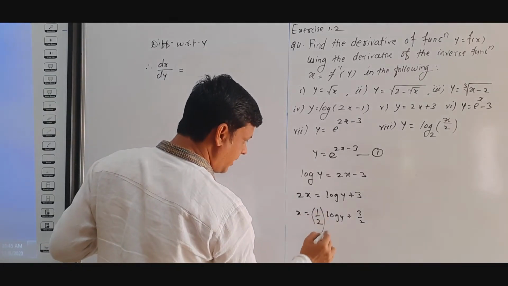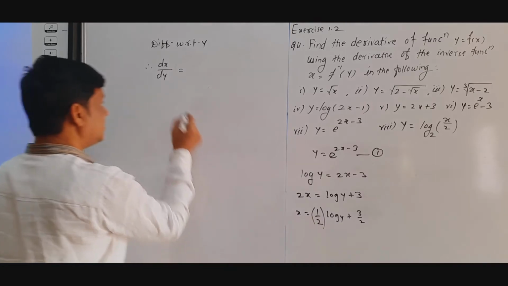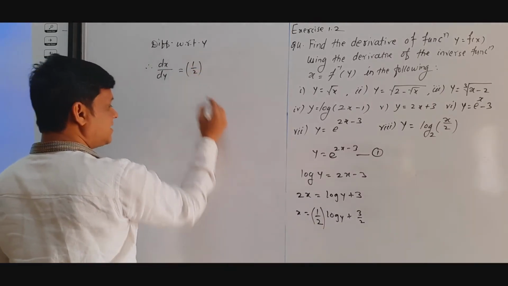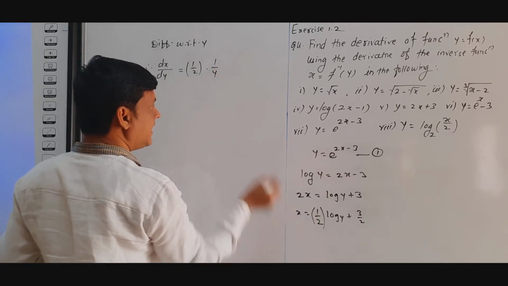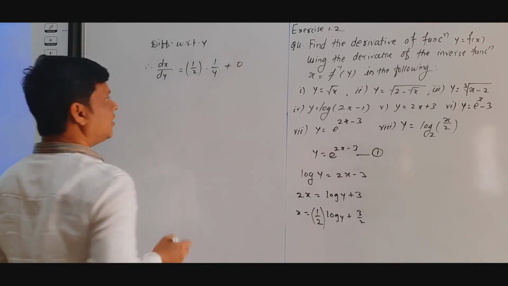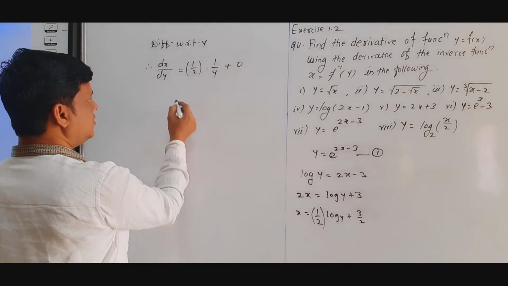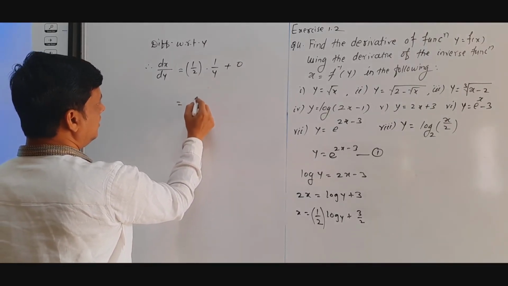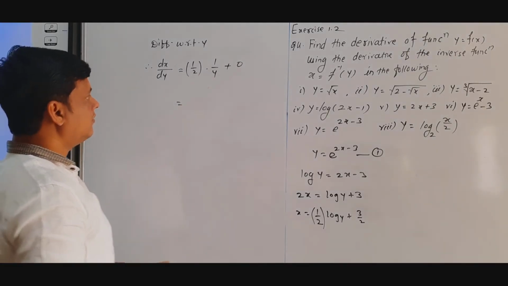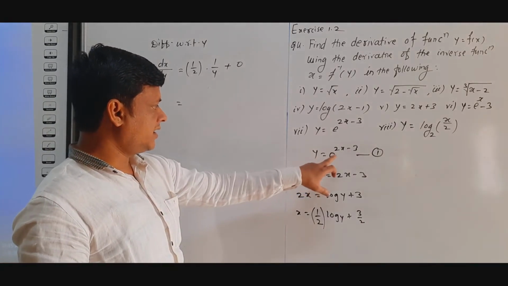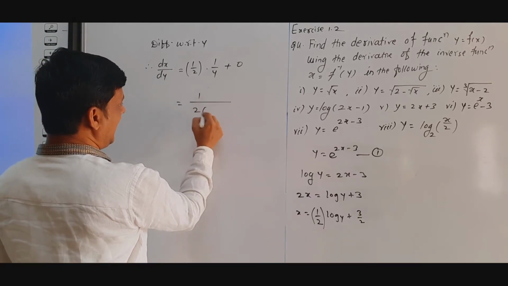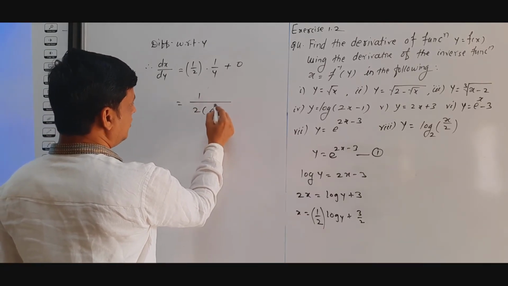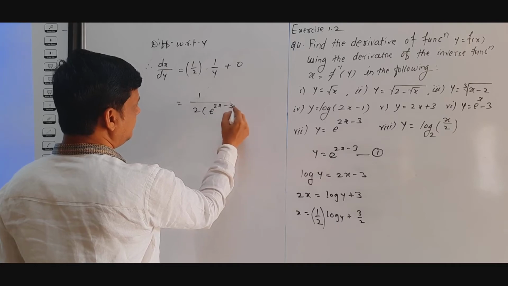Derivative of this 1 by 2 into log y, 1 by 2 is constant, so we keep 1 by 2 as it is. Derivative of log y with respect to y is 1 by y. Derivative of 3 by 2, which is a constant, is 0. So we write here 1 by 2 into y, we have the value of y, that is e raised to the power 2x minus 3. So we replace the value of y as e raised to the power 2x minus 3.